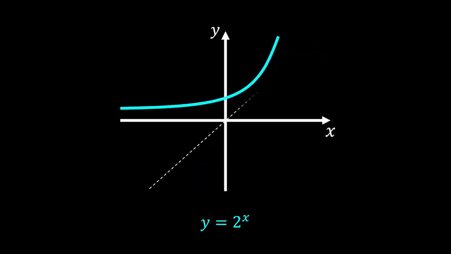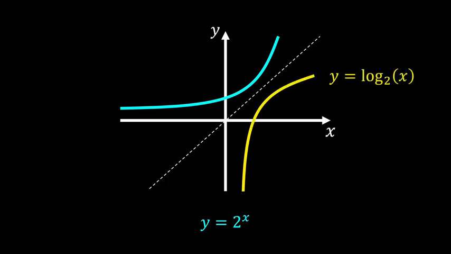Geometrically, an inverse function is just a reflection in the line y equals x. This swaps over every x and y coordinate pair, so the inverse of y equals 2 to the power of x is y equals log base 2 of x. This new function allows us to take the output of an exponential function and use it to recover the input.